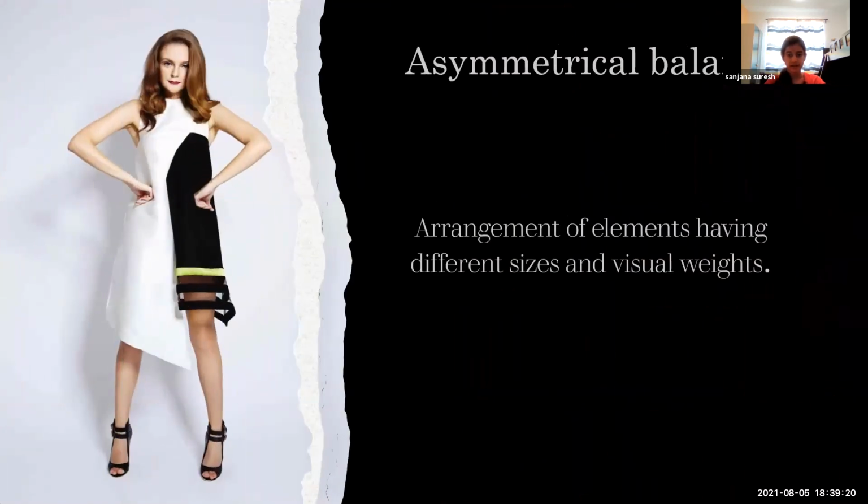So asymmetrical balance is something that is the opposite of symmetrical balance, because the first half and the second half may not be equal. The visual weight is not balanced on both sides. So it is the arrangement of elements having different sizes and visual weights. So both visual weights are different.